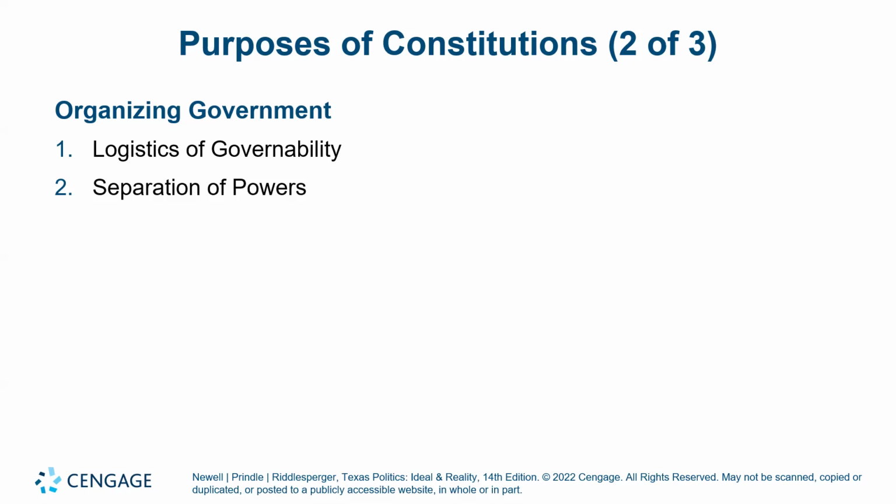And then separation of powers, of course. Again, this is the idea, like we referenced earlier, that different branches and different levels of government are going to have their own unique responsibilities. The legislative branch is responsible for passing laws, the executive branch is responsible for enforcing laws, and the judicial branch is responsible for interpreting laws. And you want to try to keep those powers as separate as possible.